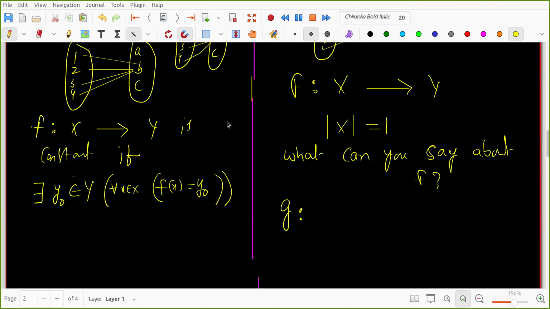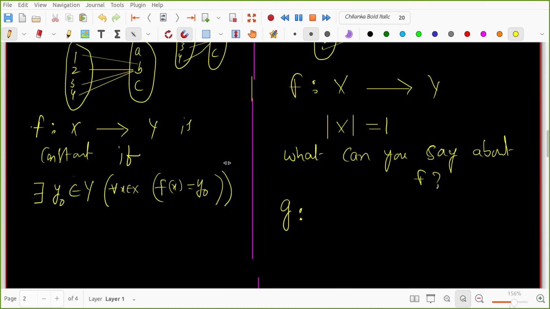Sir, for the first question, I think the domain consists of a singleton set, so it would be mapped to one of the elements of Y. In that case, it would be only the function. No, what is that function? X contains only one element, right? What can we say about that function? I'm not asking about the codomain and all. Okay, I'll get back to you.